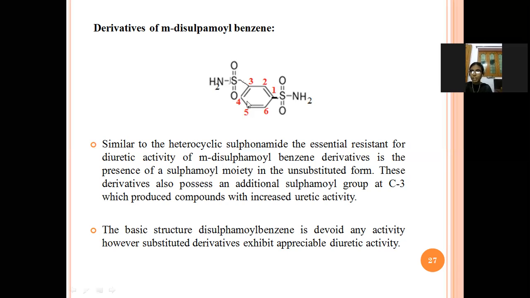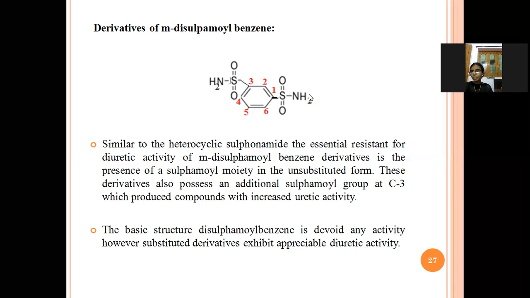This is the structure of the disulfamide benzene. In the first and third positions, the sulfonamide group is present. It is essential for the activity. And the amine group should be unsubstituted. If it is monosubstituted or disubstituted, it will decrease the activity.